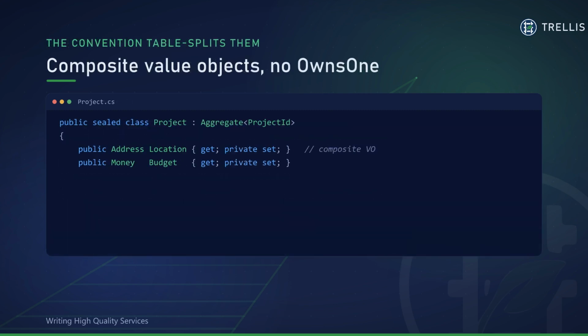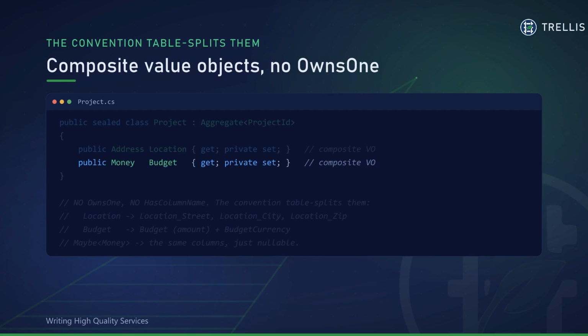But the real friction is composite value objects, an address with a street, city, and zip, a money with an amount and a currency. In raw EF Core, these need OwnsOne and a column name for every field, and getting it subtly wrong is a classic source of bugs. With Trellis, you just declare them on the aggregate, and that's it. The convention recognizes a composite value object and table splits it into prefixed columns automatically.